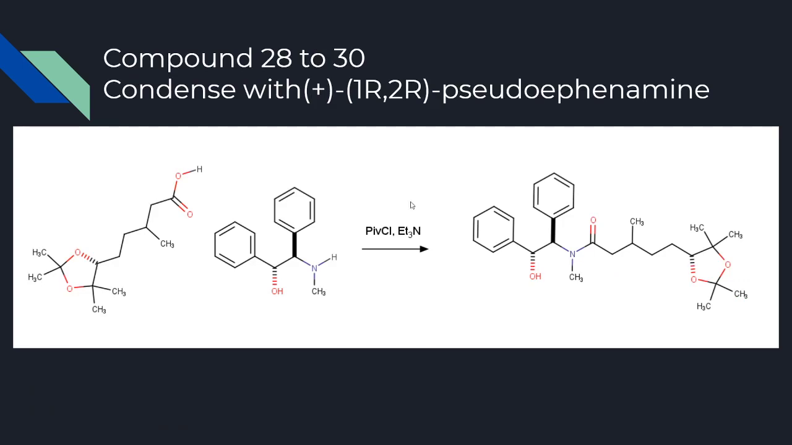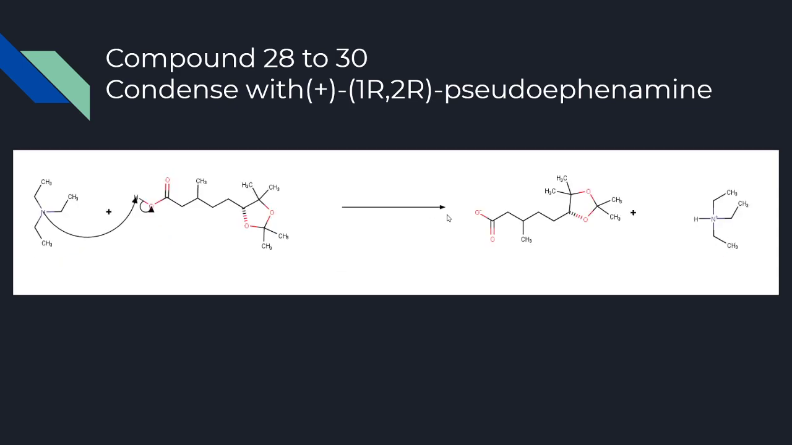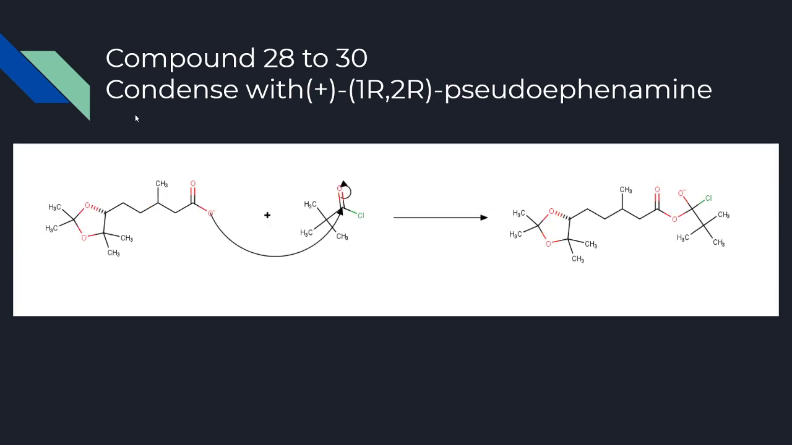So here we're doing a condensation reaction. This compound right here is condensed with (+)-1R,2R-pseudoephenamine, which is just this compound, with pivaloyl chloride and triethylamine. The triethylamine acts as a strong, non-nucleophilic base to deprotonate this carboxylic acid to form a carboxylate salt. Now this carboxylate salt acts as a nucleophile and attacks the pivaloyl chloride, which is very reactive because this is a carboxylic acid derivative.